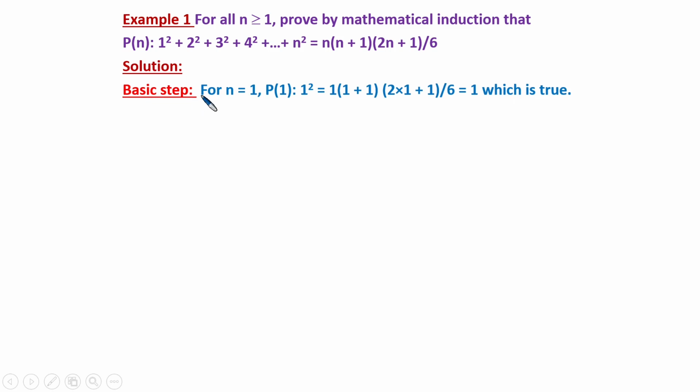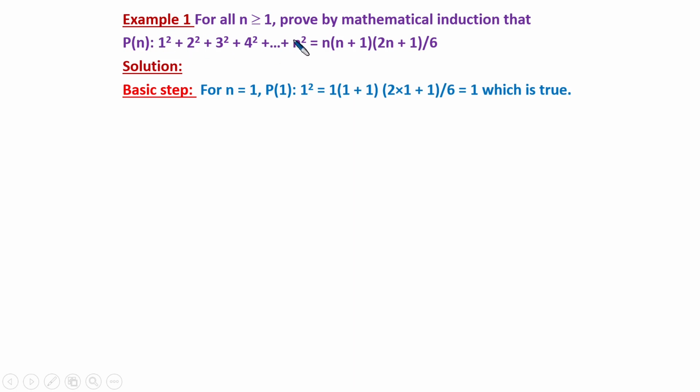Okay, so now what is the basic step? Basic step is for n equal to 1, p1 is equal to 1, because of course this is the first term, only one term, p1. So 1 square is 1, so this is true. 1 into, see here, 1 into 1. So if I take it, this is 2, then this is 2 into 1 plus 1, that is 3. 3 into 2, 6. 6 divided by 6 is 1. So this is true. So for the first term, this equation is valid.